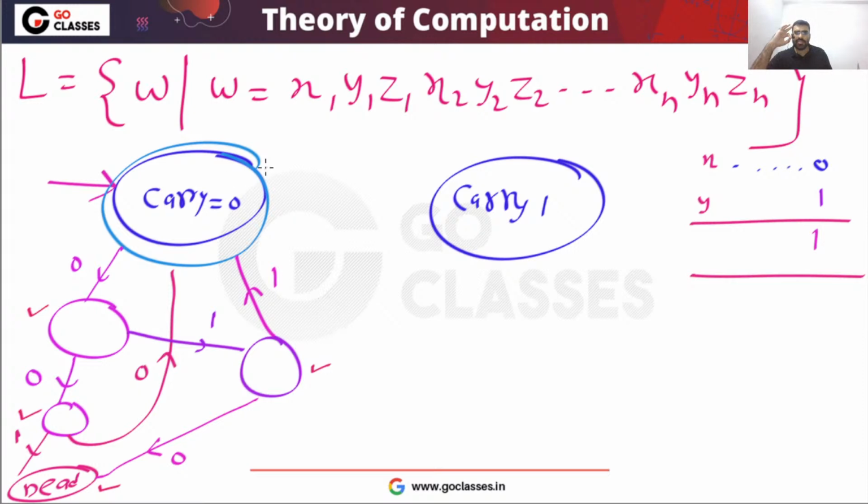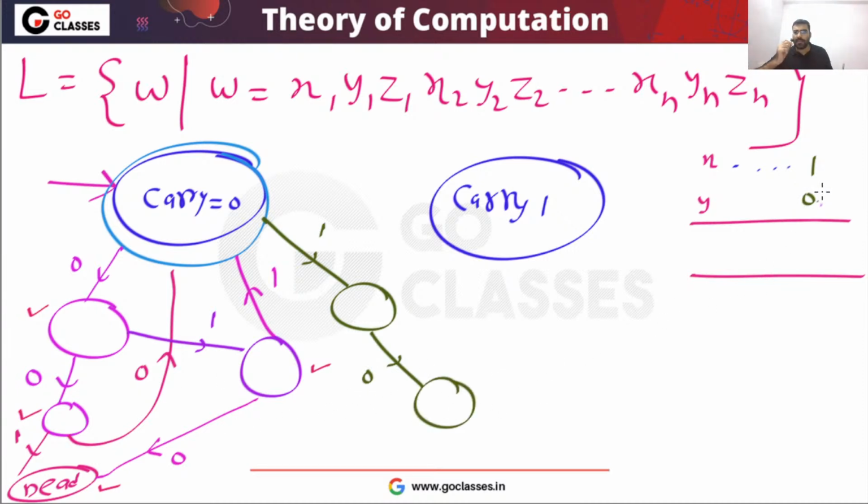Now tell me, in the carry 0 state, if the first symbol is 1, then what should happen? Let us assume the second symbol is 0. Remember, I am talking about the carry 0 state. If the first symbol is 1 and the second symbol is 0, then what should be the next symbol? The next symbol must be 1.